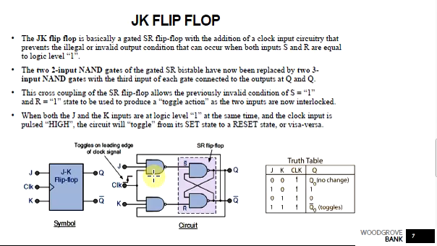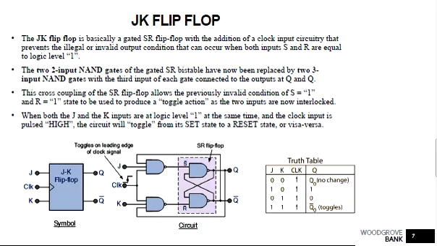The third input of each gate is connected to the output. Here you can see that this gate corresponds to the J input, and its third input is connected to the Q bar output. For the second one, which corresponds to the K input NAND gate, the third input is given to Q. So this cross coupling is given, so there is a feedback.